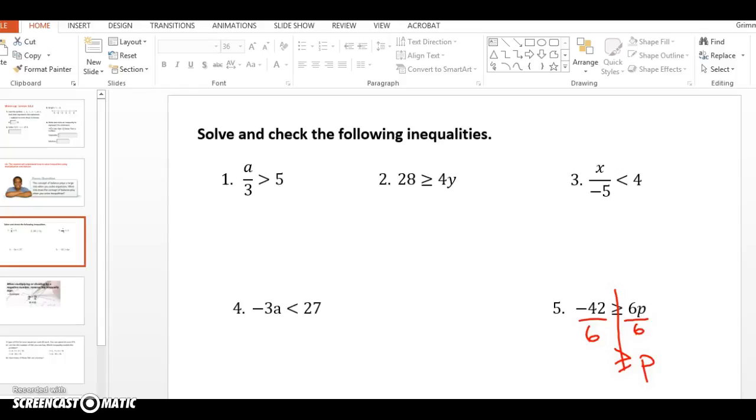No, because I divided by a positive 6. The rule says only if you divide or multiply by a negative number, not if there's a negative in the problem. But I divided by a positive 6, which means you are not going to reverse this sign. And then I get -7 and stay with that. Oh, that makes sense. So only if it's negative does the sign reverse.